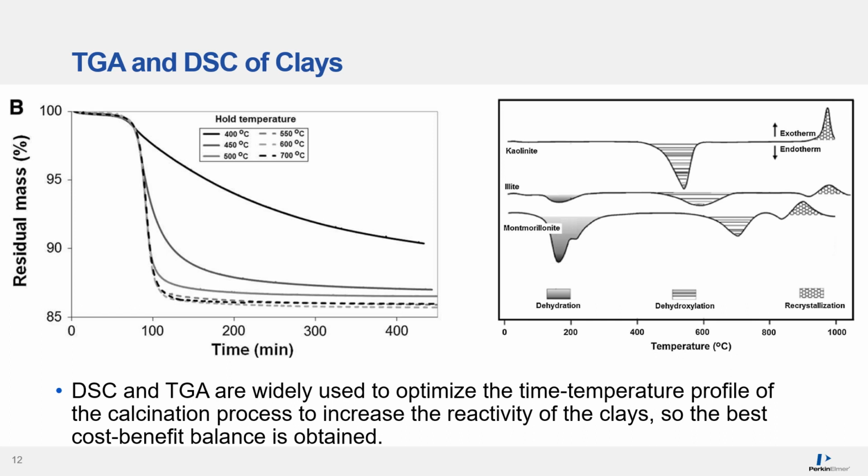Another use of thermal analysis in clays is shown here. The TGA on the left helps find the time needed for completion of calcination at certain temperatures. So you'll see each curve is held constantly at a certain temperature and monitored over time. You'll get out the residual mass information. The DSC on the right shows temperature ranges where dehydration, dehydroxylation, and recrystallization occurs during this heating process. And so you can use both different techniques to get different information out from the sample.